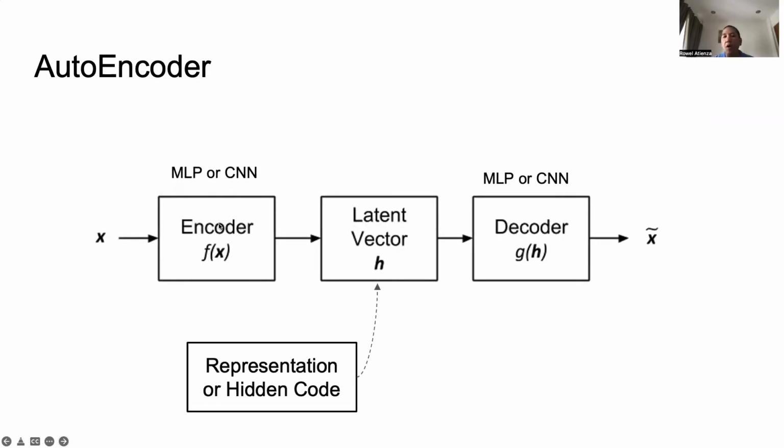The architecture of an autoencoder is shown here. The input is X. It is compressed into a latent vector H using an encoder. Then the input is reconstructed as X tilde using a decoder. Sometimes the latent vector H is also known as the representation or hidden code. Sometimes the variable Z is used instead of H.